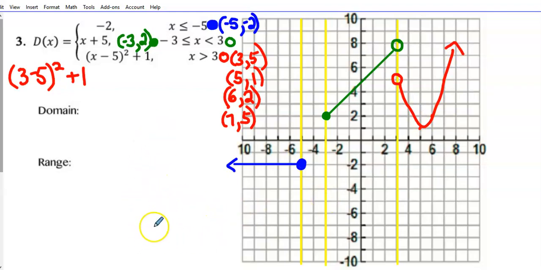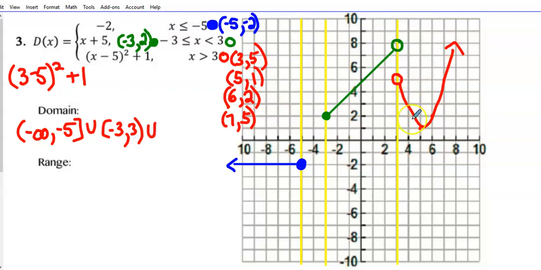Now, this one's weird because of the domain. Domain. I have one interval from -infinity to, what is that, -5. -5 is included. And then I have another one from -3, and it's included, to positive 3, and it's not included. And then the last one is positive 3, and then that one goes to infinity. So that was a crazy domain.